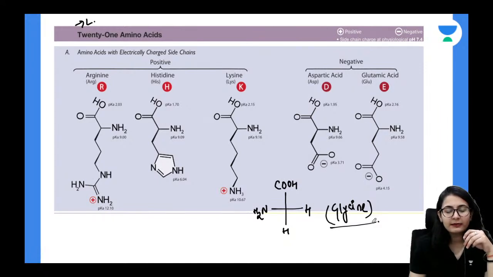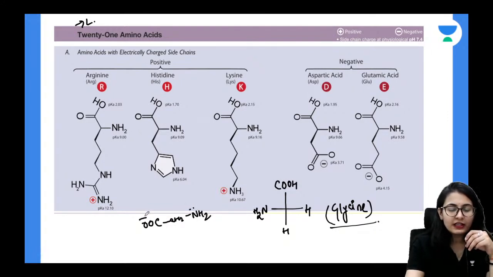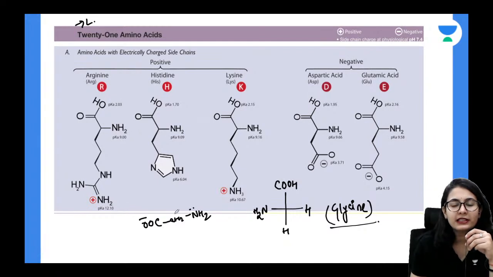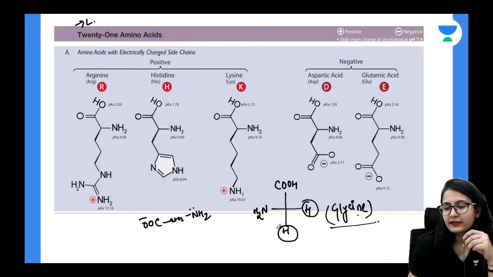Glycinato complex, everyone has heard of it? It is a bidentate ligand, right? COO minus CH2 NH2. This is the bidentate ligand glycine. So we know glycine from there also. We are using it in the complexes, so remember it in whichever way works. This is glycine, having two hydrogens. Glycine is remembered, very well.